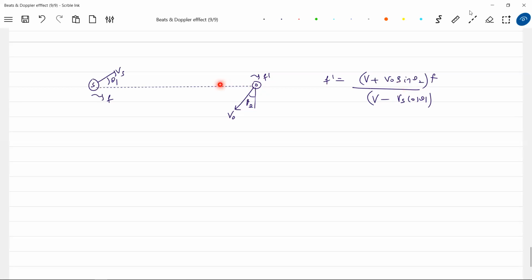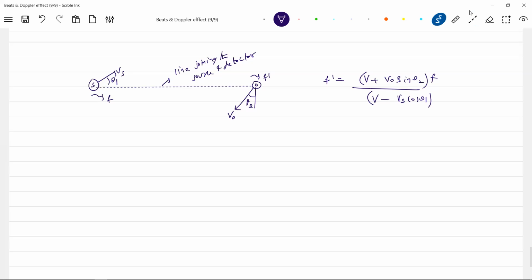V naught sine theta 2 will come here. And what about this? Vs is velocity of source. It is making angle theta 1 with the line joining the source and detector. Then the component of velocity of the source along that line should be substituted here. So strictly, Vs and Vo are velocities of source and observer along the line joining the source and detector. If not along that line, then you should take their components along the line joining the source and detector.